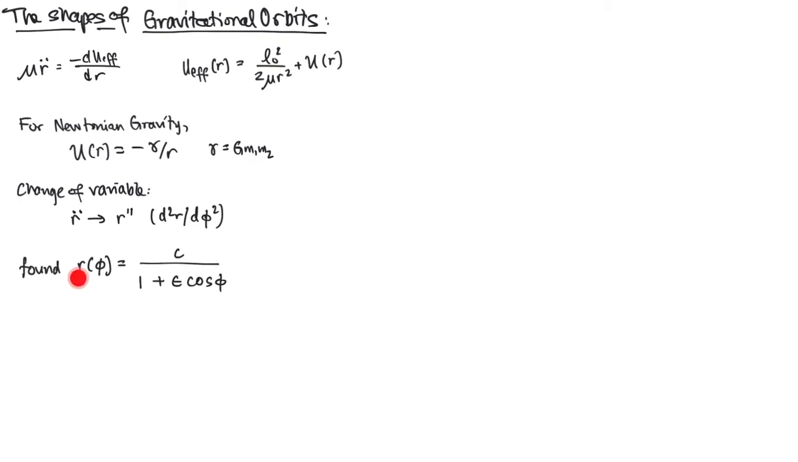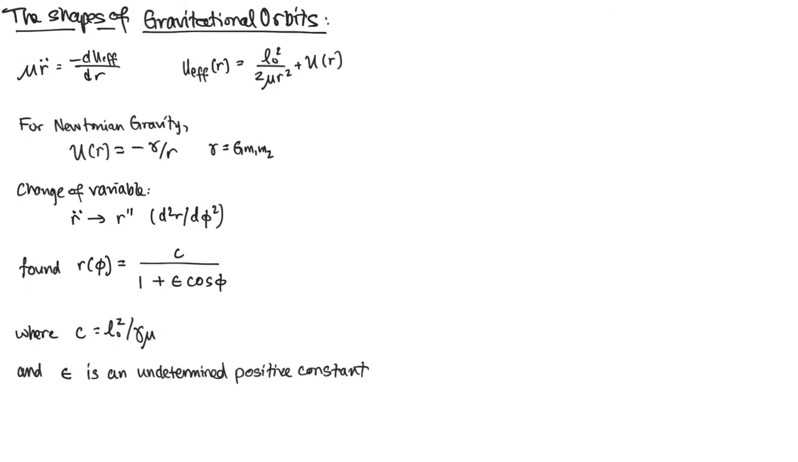And the shape of the orbit that we found for a gravitational orbit specifically is the following. The distance from the origin depends on the angle in the following way. C is a constant, and specifically that constant depends on the angular momentum, and this gamma term, GMm, and mu is the reduced mass. The other constant is epsilon, and epsilon is also a positive constant, and it's undetermined for now. It will depend on the initial conditions of the system.